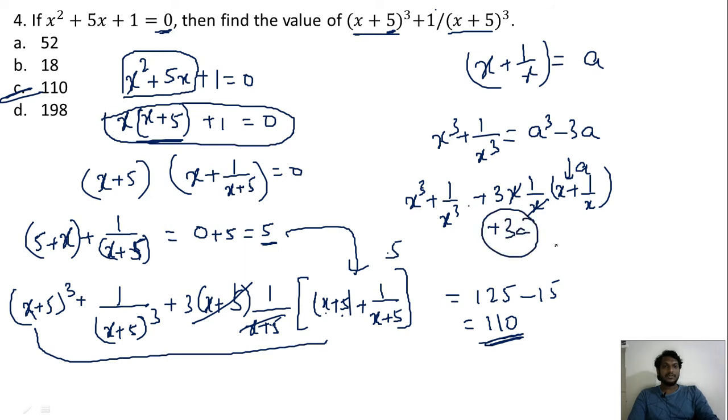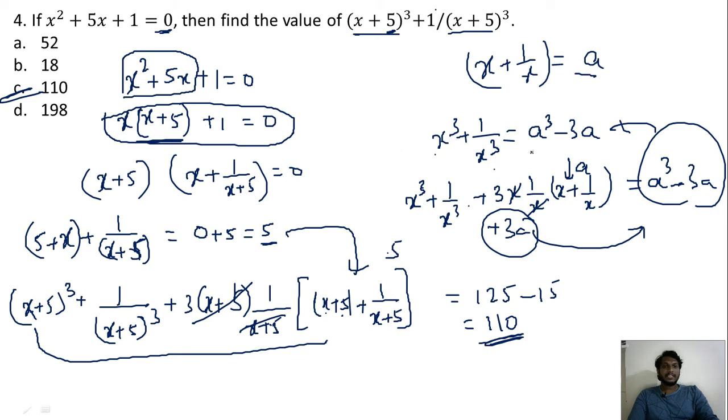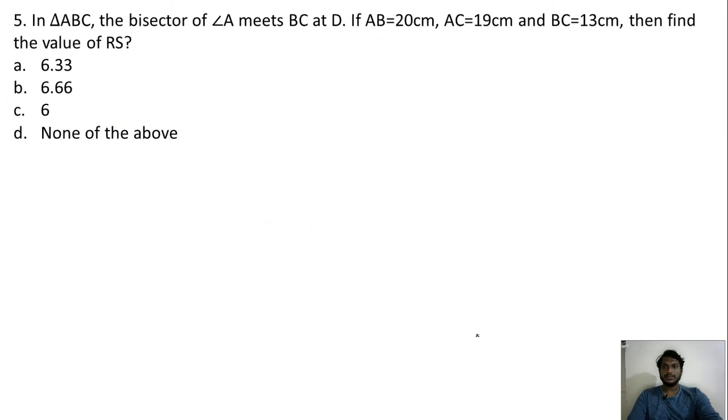When this goes to the other side, on the other side you have a cube and when this goes to the other side you have minus 3a. So we get this formula, that is x plus 1 by x is equal to a, then x cube plus 1 by x cube will be a cube minus 3a. So if you remember this, you can directly put away 125 minus 15 and you get 110. Moving to the next question.